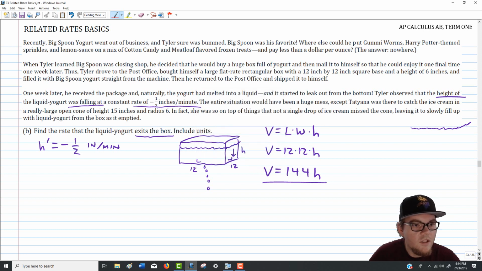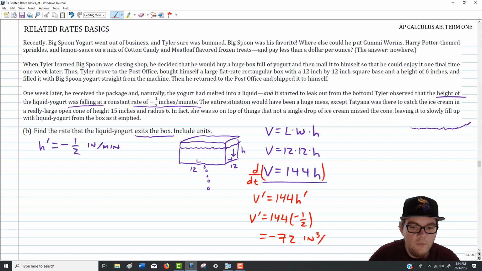So it says find the rate at which the yogurt exits the box. We're talking about a volume rate of change, not just because that's what it's asking, but also because we were given h prime, so we must be trying to find v prime here. So in our solving, we'll get dV/dt is equal to 144 times dh/dt. We already found dh/dt. The height's falling, so that's negative. V prime is going to be equal to 144 times negative 1/2, and that's going to clearly give us negative 72, and it'd be cubic inches per minute. So there would be our dV/dt in this case.